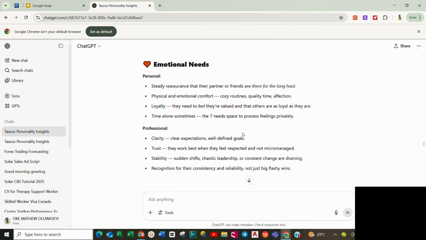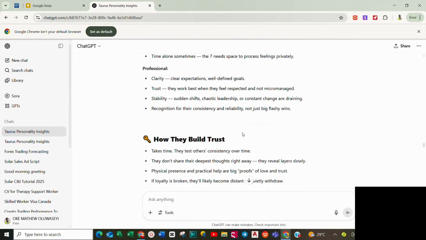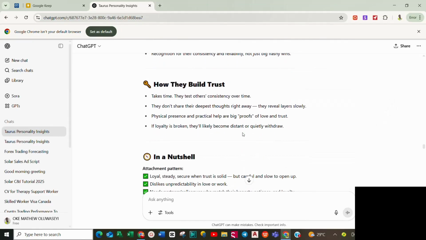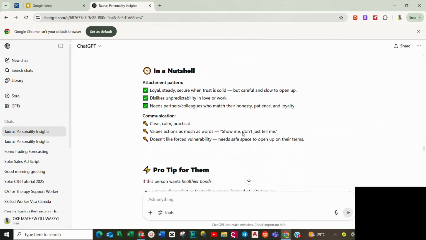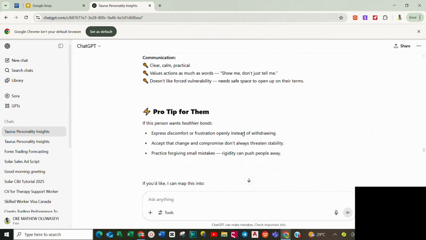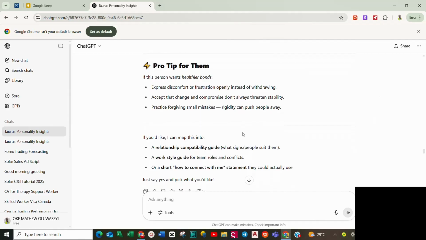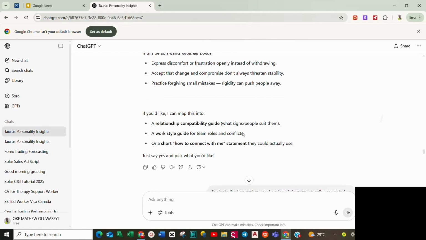Then the emotional needs, there is personal and professional too. So it will show you this. Then how they build trust, and in a nutshell, who they are, their attachment pattern, their communication. The pro tips for them: express discomfort or frustration openly instead of withdrawing. Don't move away from them. Then accept that change and compromise don't always threaten stability. So those are just the tips.